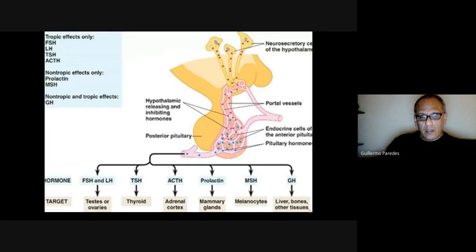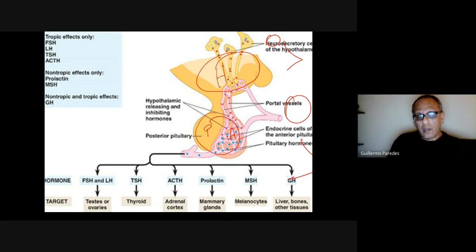Okay, so the patient is looking this way. This is the eye, this is the nose. The eyes are going to be here and the nose here. So this is the pituitary gland. That is the anterior, and this is the posterior, according to this graphic. And here we have the hypothalamus.